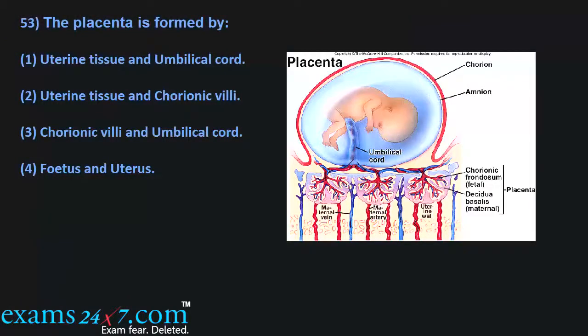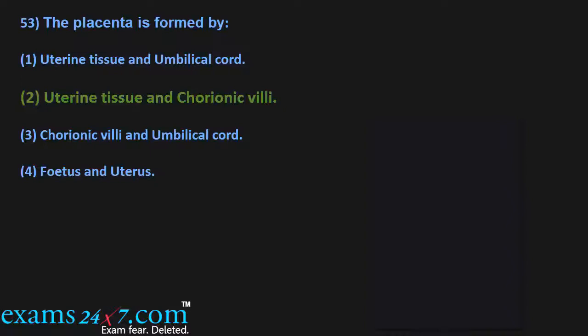Come to question number 53. The placenta is formed by, I hope all of you know, placenta is an organ formed by the tissue derived from both mother and the fetus. The tissue from the mother is the endometrium of the uterus. Specific part is decidua basalis. The fetus is chorionic villi. So option 2 is the answer, which says uterine tissue and chorionic villi.